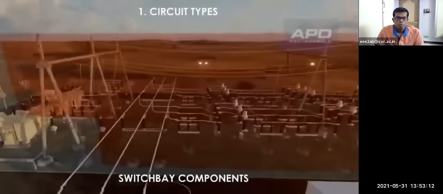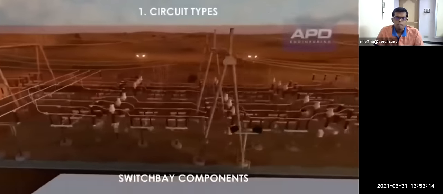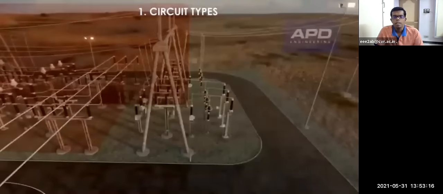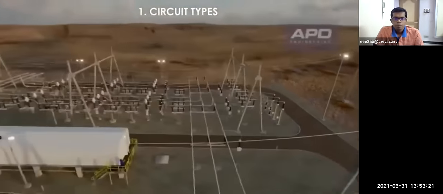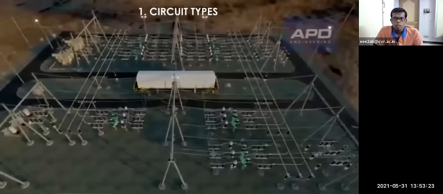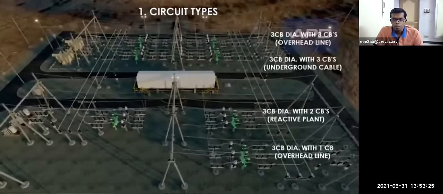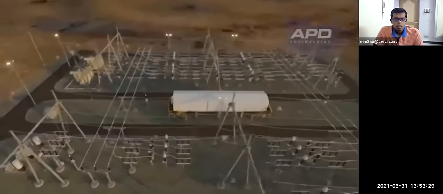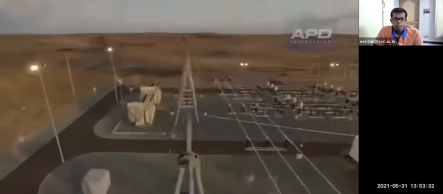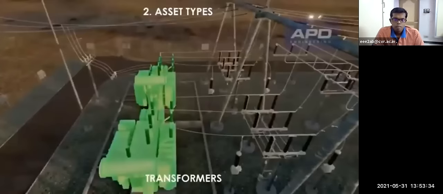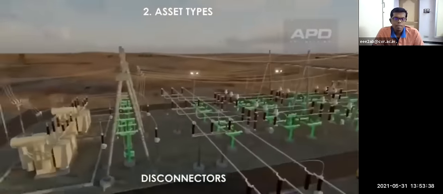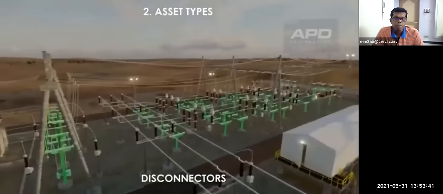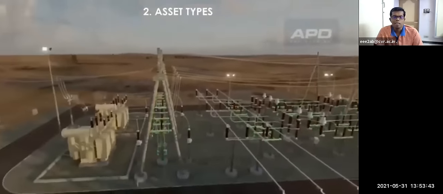So first is the transformer circuit, then the switch bay components. The whole thing we call the switch bay components. Then line circuits: here are the overhead line and underground cables, and the reactive power plant. So first, these are the power transformers, and disconnectors for sudden disconnections.